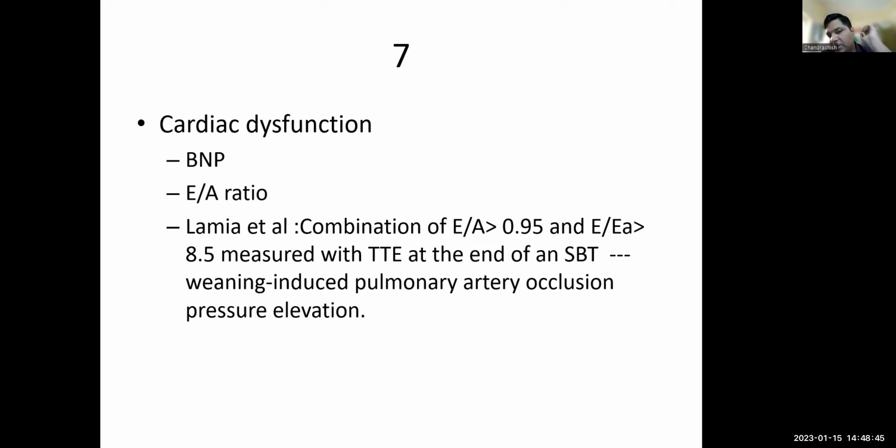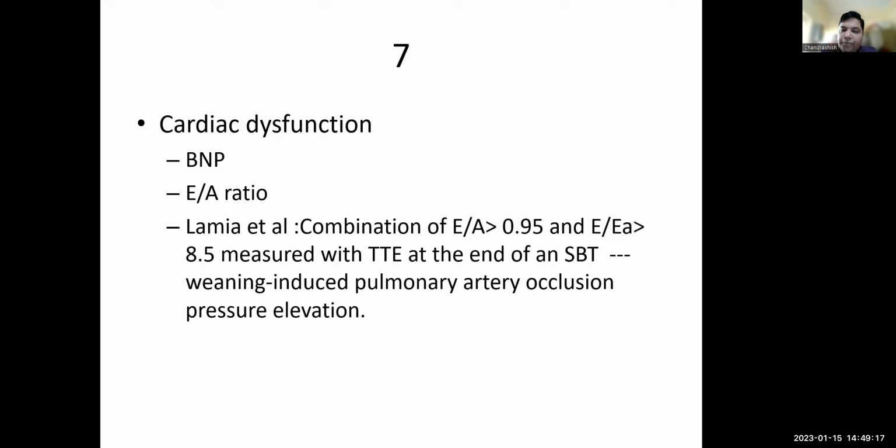What about cardiac dysfunction? Cardiac dysfunction is one of the major causes of weaning failure. So you start somebody to wean and then they go into a pulmonary edema and fail weaning, and you put him back on full volume control or whatever control mode. Now, how do you realize that cardiac dysfunction is causing weaning failure?